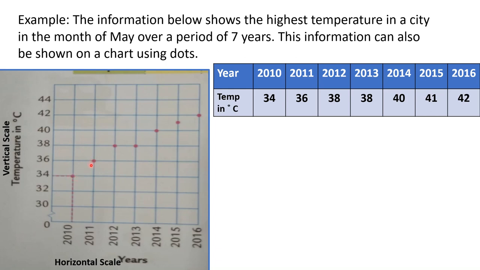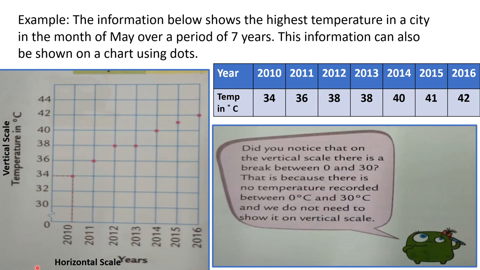Similarly, second dot represents temperature in the year 2011. Third dot represents temperature in the year 2012, and so on. Children, did you notice that on vertical scale there is a break between 0 and 30? That is because there is no temperature recorded between 0 degree Celsius and 30 degree Celsius. And we do not need to show it on vertical scale.